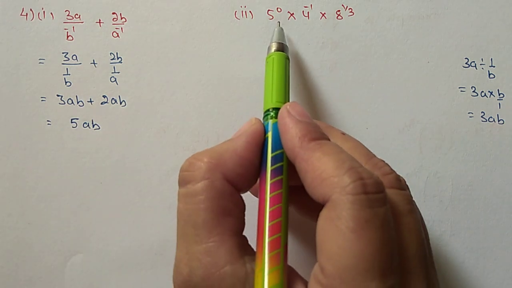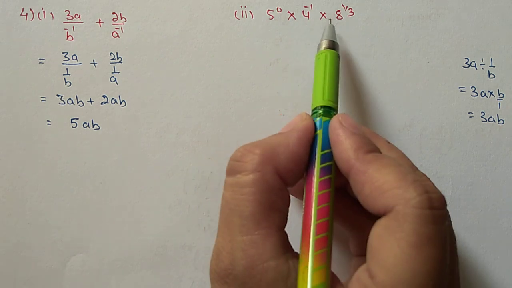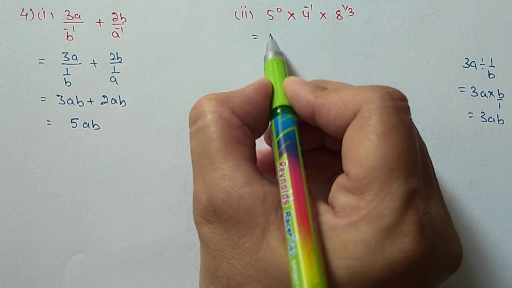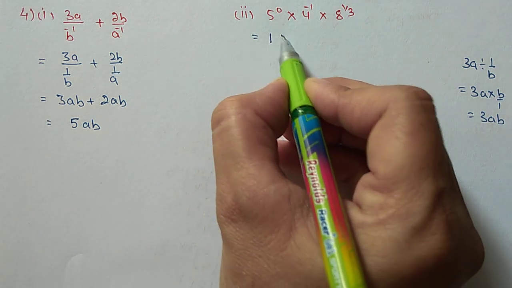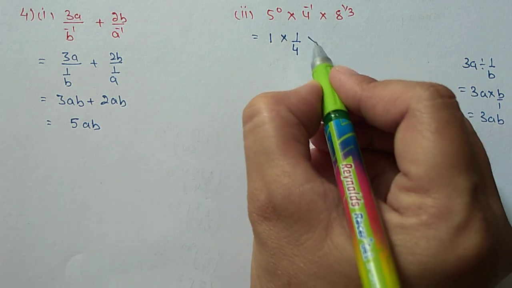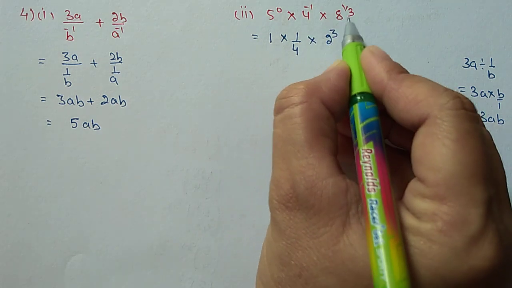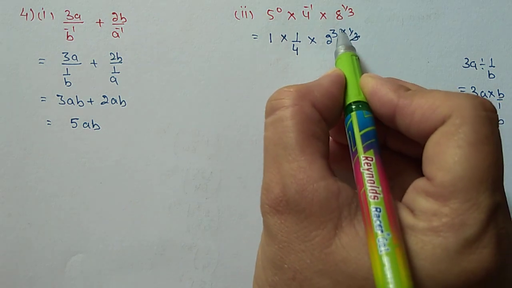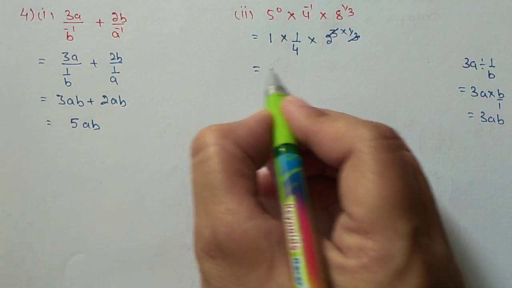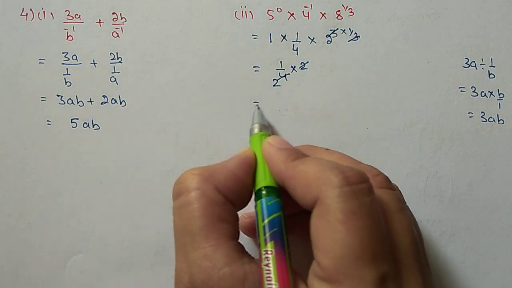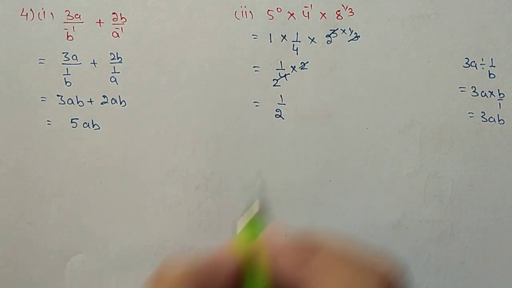Second part, 5 to the power 0 into 4 to the power minus 1 into 8 to the power 1 by 3. Anything to the power 0 is always equal to 1. 4 to the power minus 1 we can write as 1 by 4. 8 we can write as 2 to the power 3, and this whole to the power 1 by 3 is there. This 3 and this 3 will cancel out. We have 1 by 4 into 2. Again you can cancel with 2. So the answer will be 1 by 2.